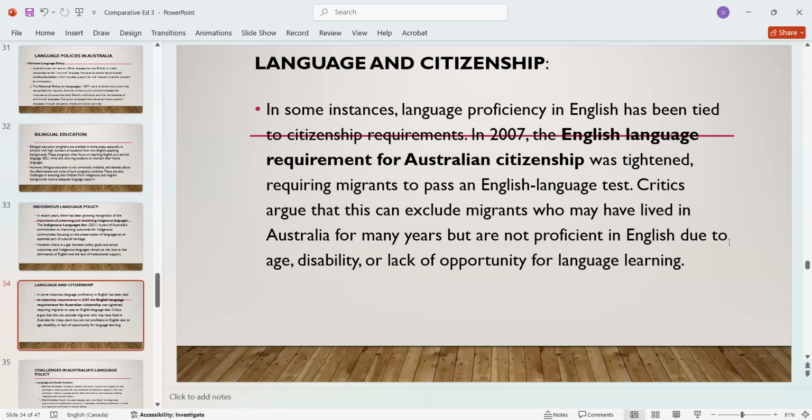Critics argue that this can exclude migrants who may have lived in Australia for many years but are not proficient in English due to age, disability, or lack of opportunity for language learning. So these types of indigenous people or other community people, sometimes they don't know English, right? So they can't pass this exam. So they are losing that community.